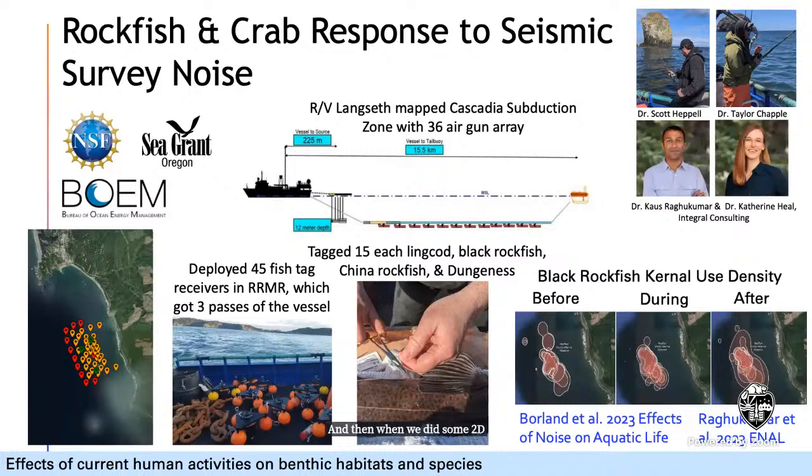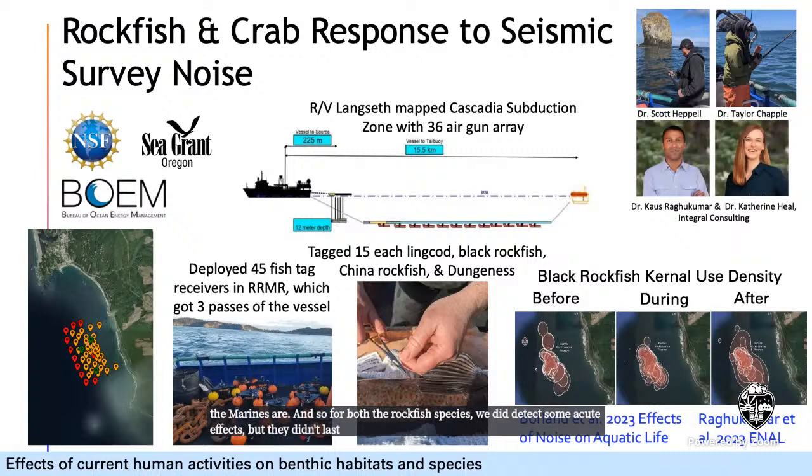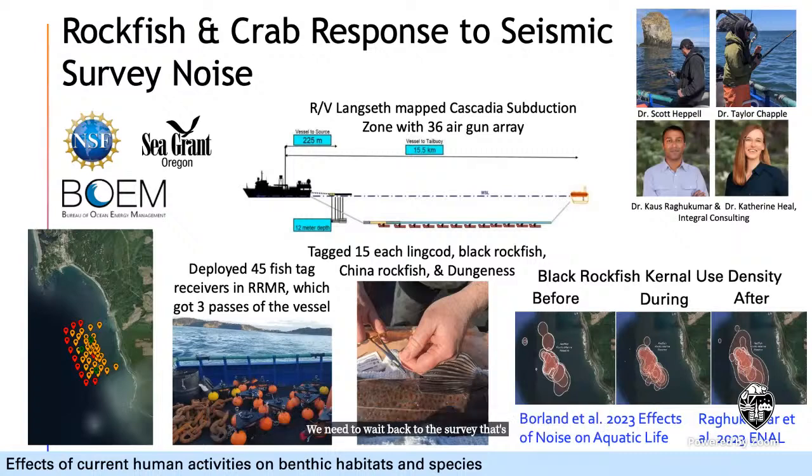And then when we did some 2D exploration of their movements, it turns out that while on the first panel the rockfish are normally just distributed all throughout the Marine Reserve, on the day the survey vessel went by they moved to the middle of the reserve, which is where the reef is, and so they went up in the water column, going up into the rocks. And then after the survey passed, they spread back out through the Marine Reserve. So for both rockfish species, we did detect some acute effects, but they didn't last.